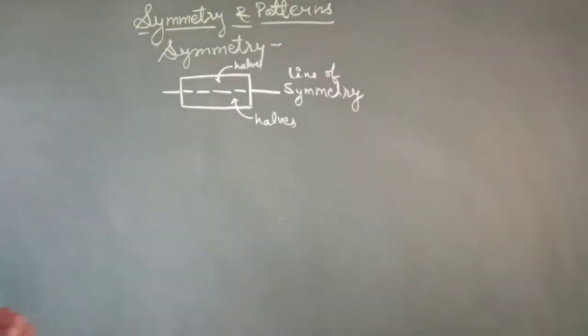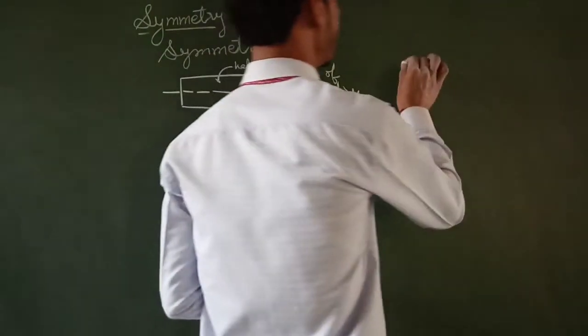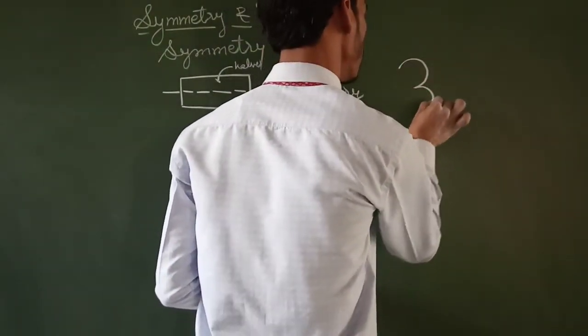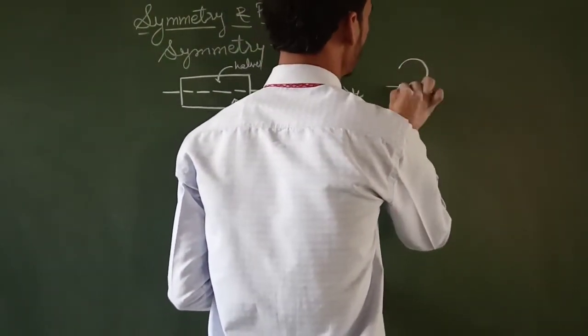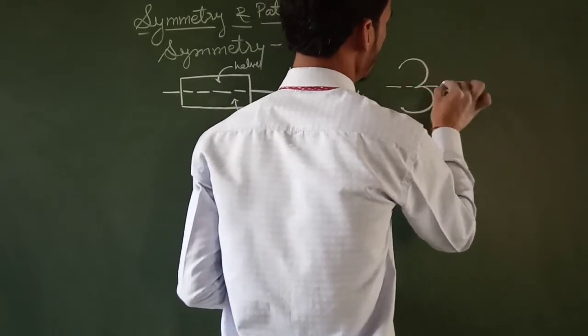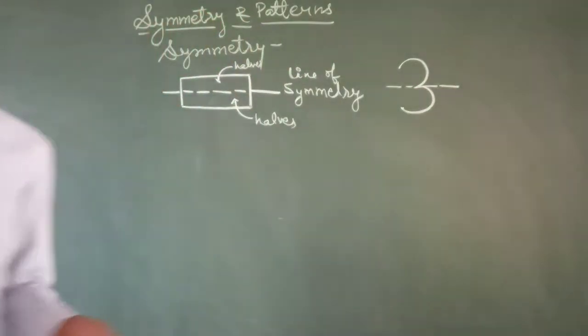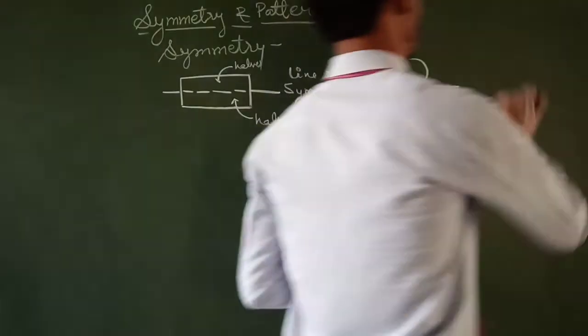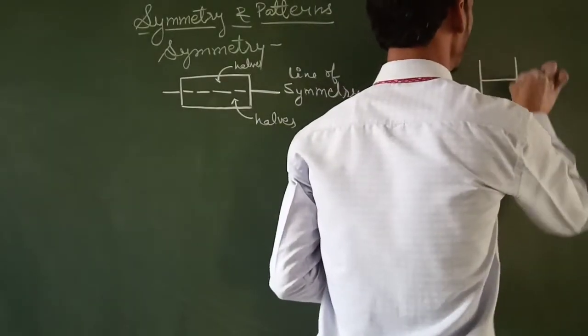Okay. And now you know that a figure, shape, letter or number that can be divided or folded into two equal halves along a line is said to show symmetry. And the two halves of the figure are called symmetrical halves. Okay, there is another example of this. This also shows symmetry. These are also symmetrical halves, and this is also a symmetrical half.